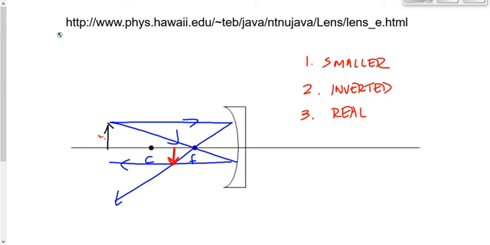Real image, projected onto a screen, solid lines intersect. Where would I have to put the screen? Right here. Take a piece of paper, put it right here. What are you going to see on that piece of paper? The old bald guy upside down. On the piece of paper, literally, on the piece of paper.